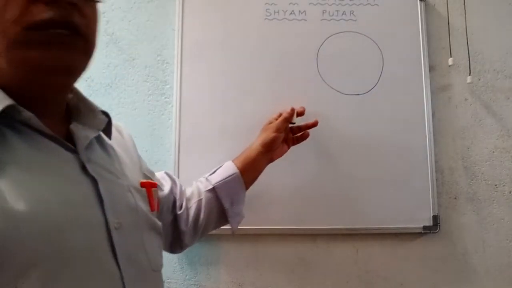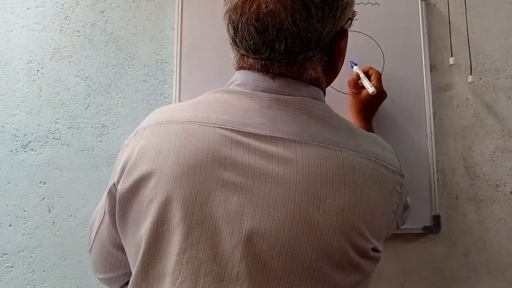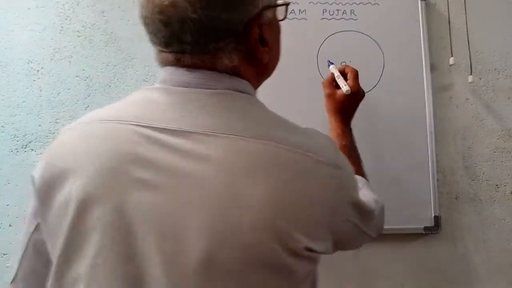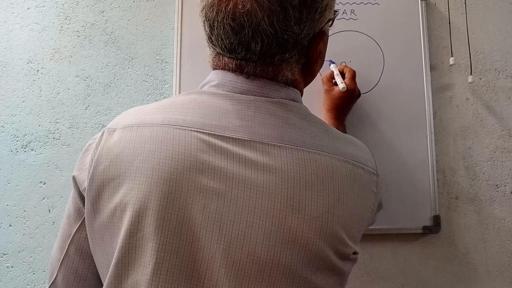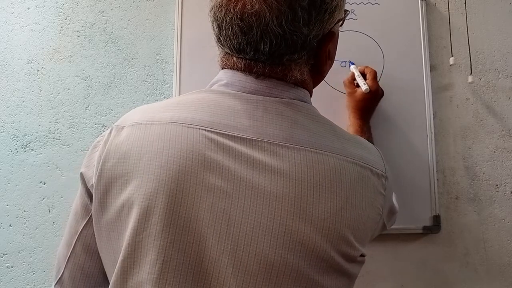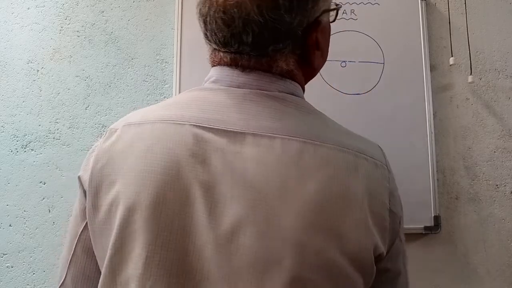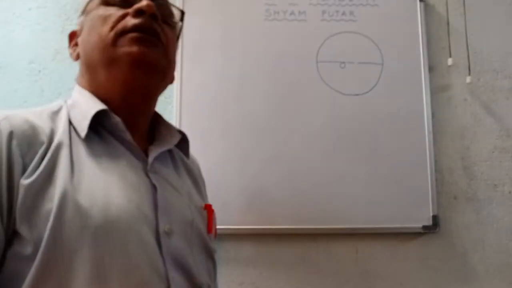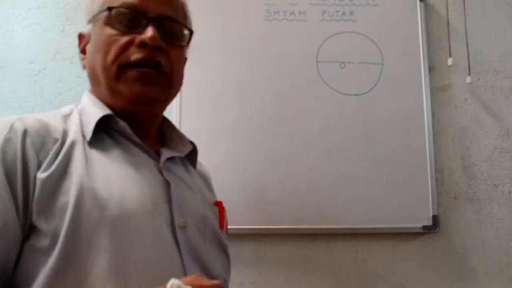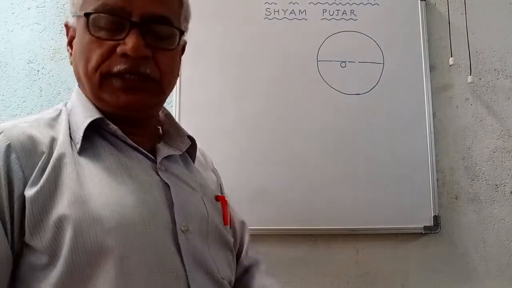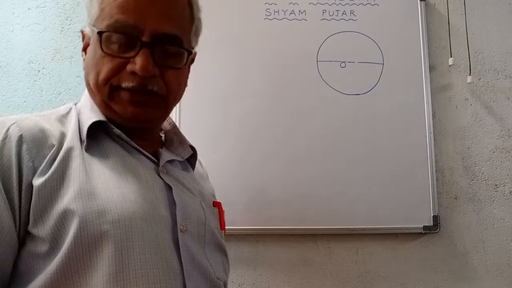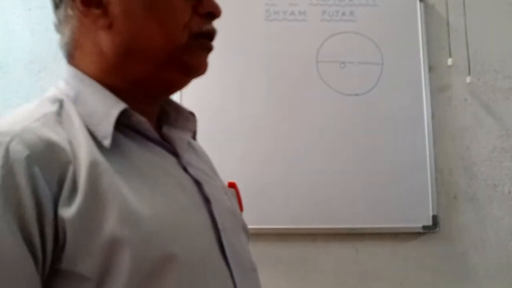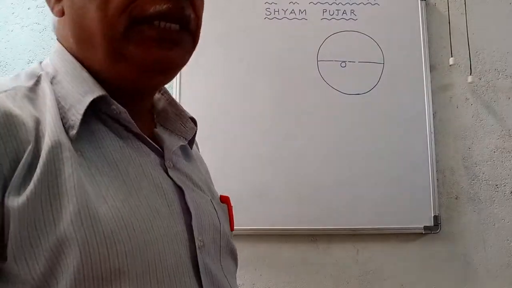So this is my circle having a center at O. This is the circle which I have drawn, and my diameter is this. What is a diameter? Diameter is the longest chord of a circle that passes through its center. It is also equal to twice the radius. D is equal to 2r.